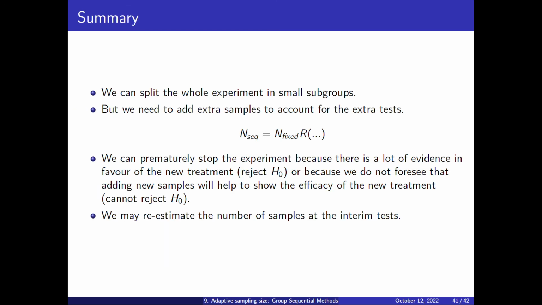So in summary, all these adaptive sample size calculations split the experiment into small stages. We have to add extra samples to account for the multiple testing, but they are very useful because they allow us to stop the experiment if we have a lot of evidence that it is working, or if we have a lot of evidence that most likely it will not work, and they also allow us to re-estimate the sample size at intermediate steps.